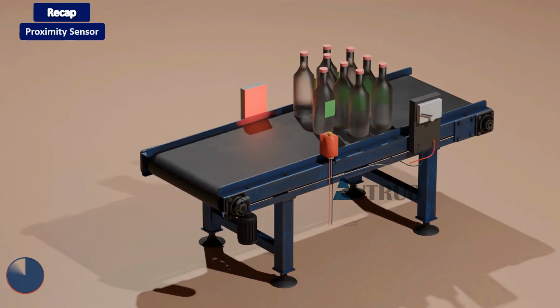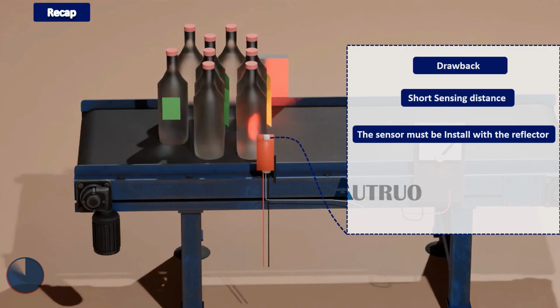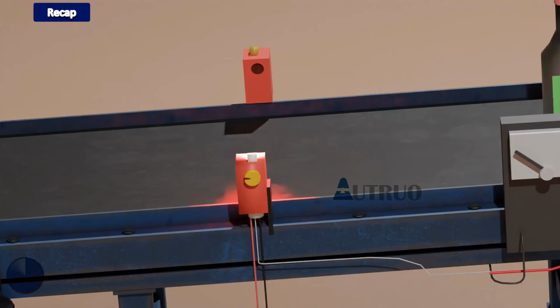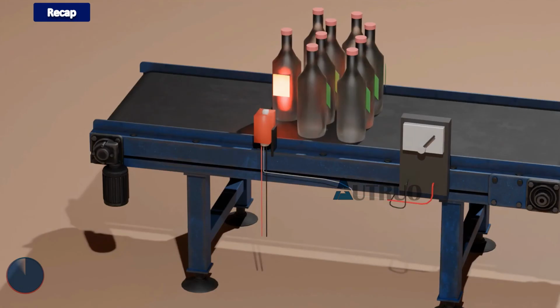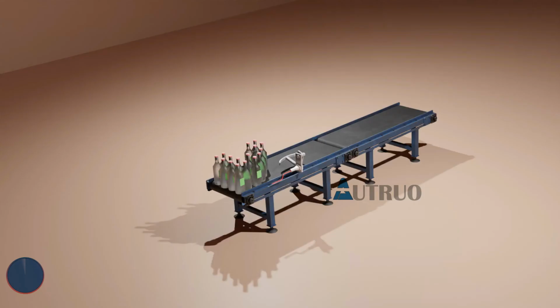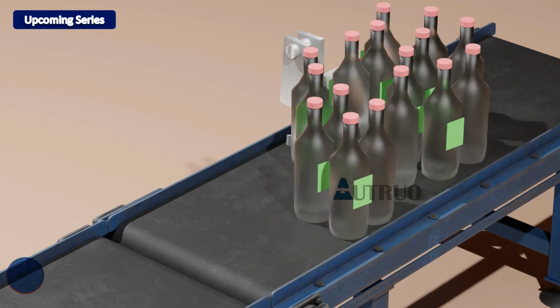Now let's do a quick recap. We started off with retroreflective sensor. We looked at its working principle and its drawback. From there, we looked at through-beam sensor. The working principle of this type of sensor was also discussed. We looked at the available mode configuration. Finally, we ended off with diffuse sensor. The working principle of this type was also discussed, and its application in industrial setup. In the coming series, we will be looking at inductive sensor as related to industrial use.